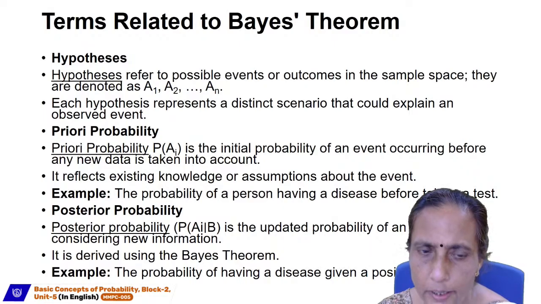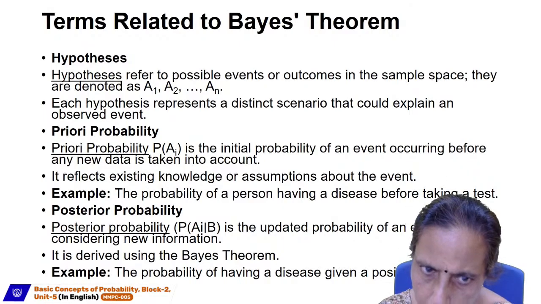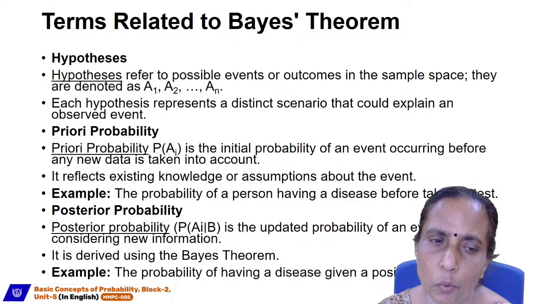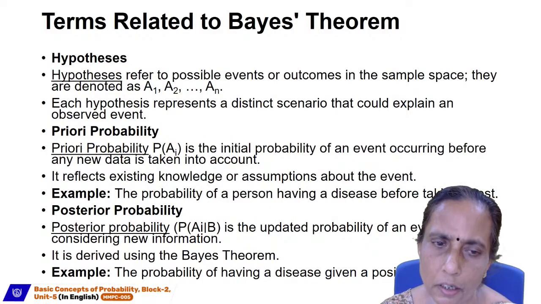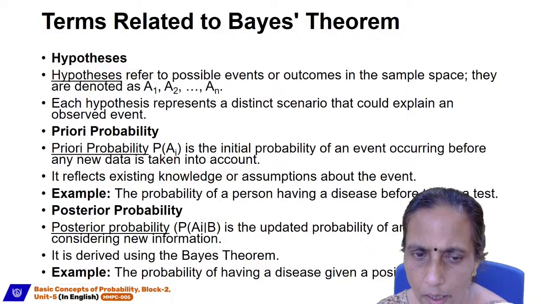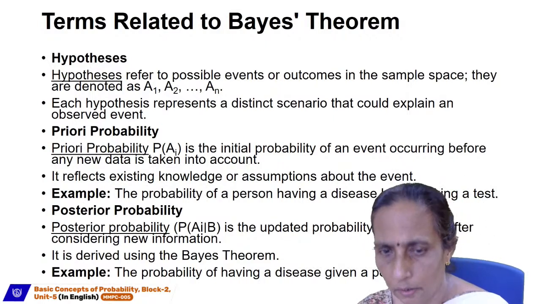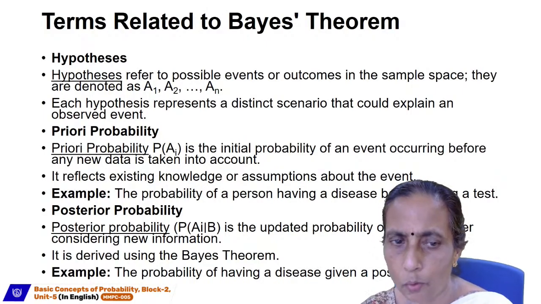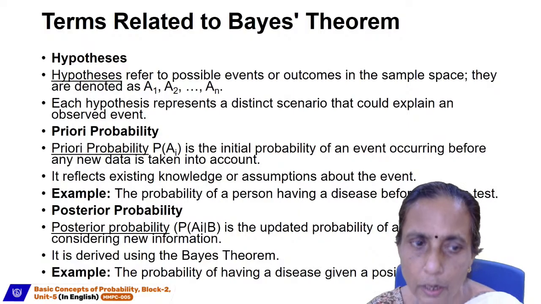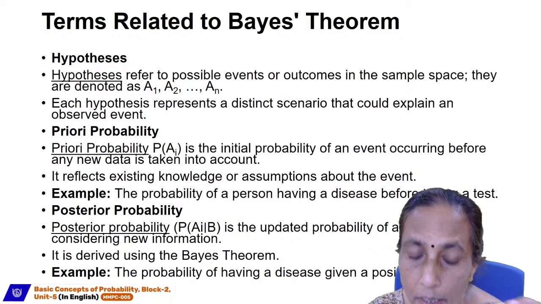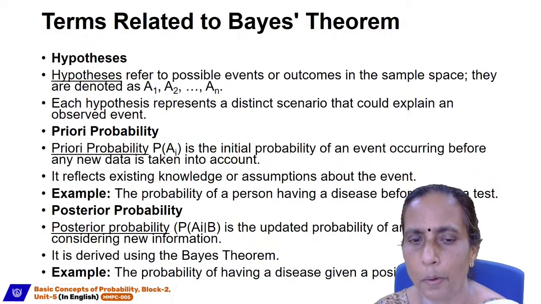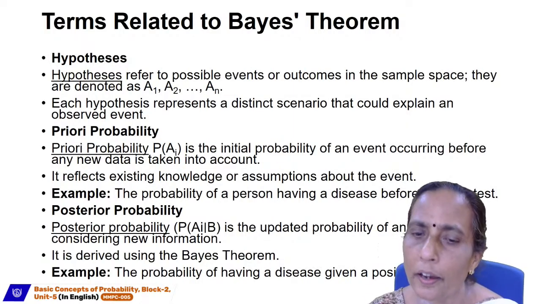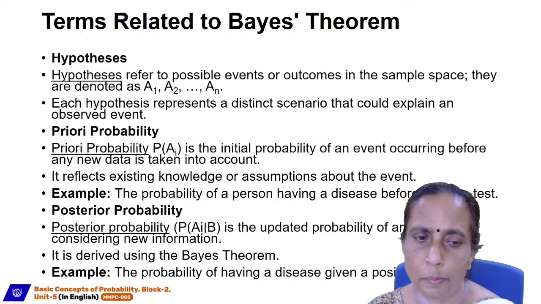Prior probability, or the probability that A has already happened, is the initial probability of an event occurring before any new data is taken into account. That means previously this has already happened, and this year it will happen given the new data. Before any new data is taken into account, what is the probability of the event? That is your prior probability. It reflects the existing knowledge or assumptions about the event. For example, the probability of a person having a disease before taking a test is a prior probability.